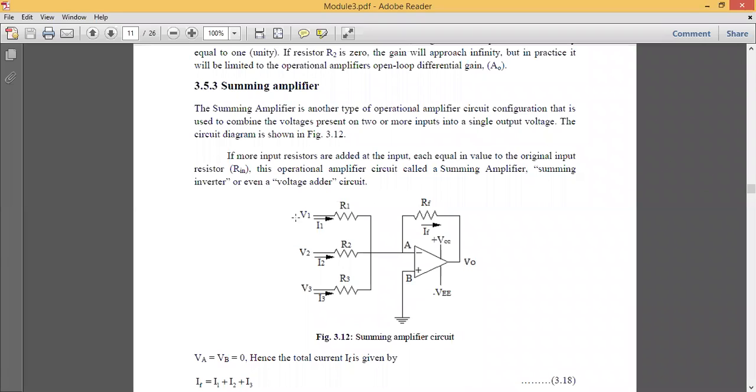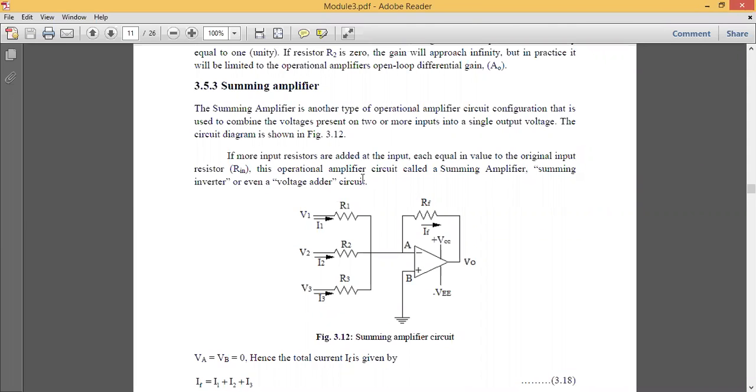If I have more than one voltage, you can see in figure number 3.12, that is V1, V2 and V3. कितने voltages हैं यहाँ पे? 3 voltages हैं. तो अगर मुझे 3 voltages को combine करके एक voltage, that is V out, चाहिए, तो मैं क्या करूँगा? I will apply all the 3 voltages to one of the inputs of the amplifier.